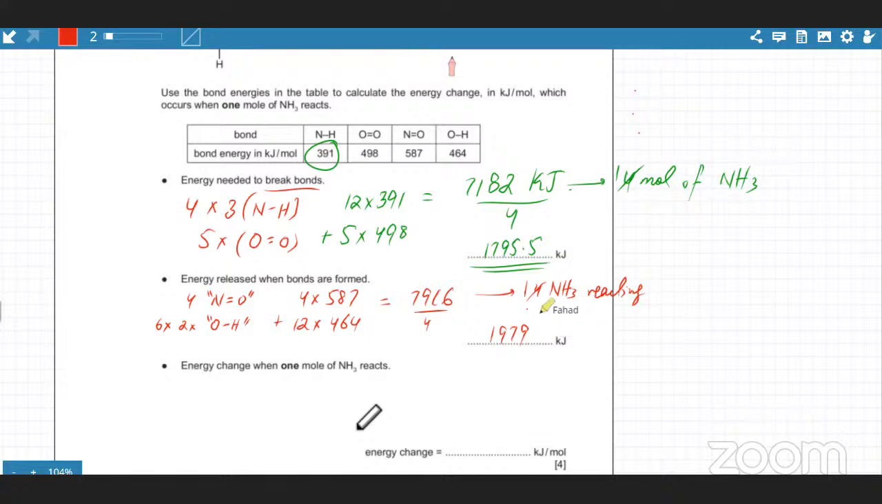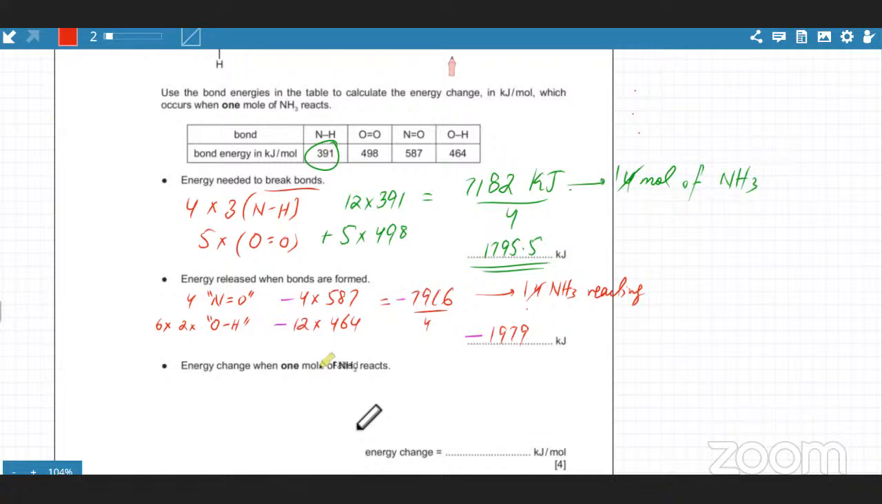One thing that we made a mistake on was that the bond formation part is exothermic. So it's going to be minus 1979 or minus 7916. These values are going to be negative. They're going to be exothermic. So let's do that correction.